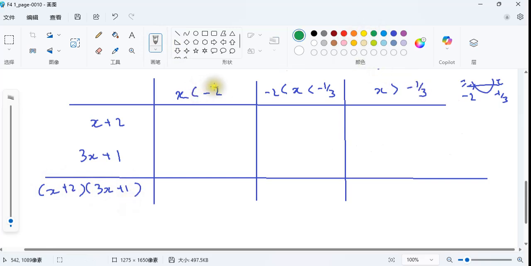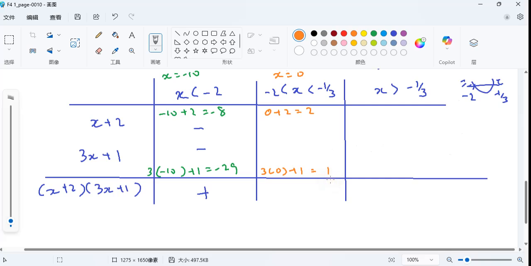For less than negative 2, let's say x equal to negative 10. Negative 10 plus 2 is negative 8. And negative 10 times 3 plus 1 is negative 29. So it's negative, negative. But negative multiplied with negative will become positive. And then we let x equal to 0. 0 plus 2 is equal to 2. So 3 times 0 plus 1, then it is 1.